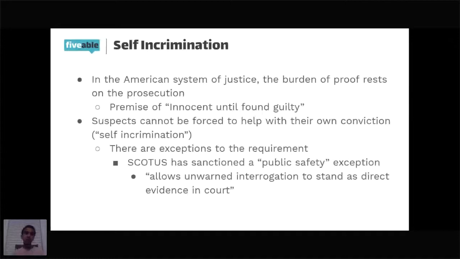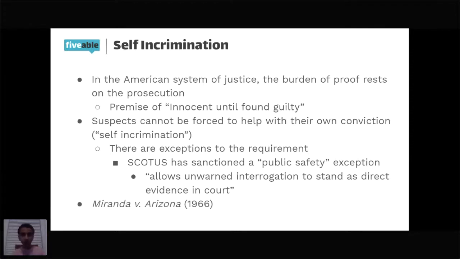Basically, like I said before, suspects cannot be forced to help with their own conviction, but there are exceptions to this requirement. Remember when we talked at the beginning about the public safety exception? The Supreme Court has sanctioned a public safety exception, and this is straight from College Board. It allows unwarned interrogation to stand as direct evidence in court, especially when it's something that can endanger society. So that's just something you want to think about. Those cases are normally pretty rare, but generally just remember that self-incrimination can't happen under the Fifth Amendment. And if it does, that has the potential to affect the actual trial.